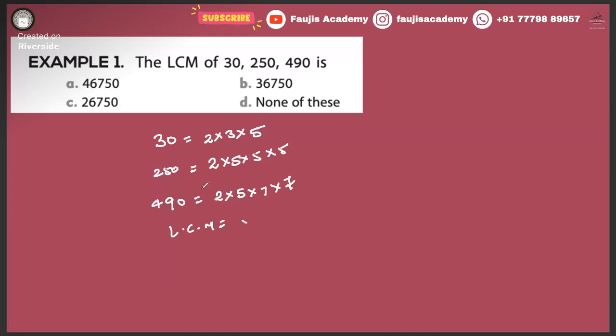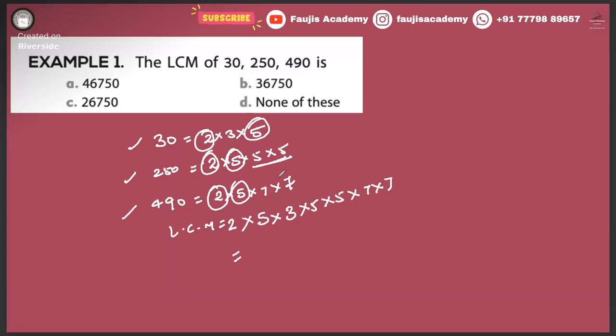Okay. What did I tell you? First, we have to account for the common numbers. There is 2 common everywhere. So just write down 2. Then there is 5 common everywhere. So just write down 5. Do we have any more common? I will say 5 is common. No, 5 has to be common across at least 2 of these numbers, 30 or 250 or 490. If it is not there, just write down the rest of the remaining numbers as they are. How much is this? Sir, option B. Okay. The number is 36,750.